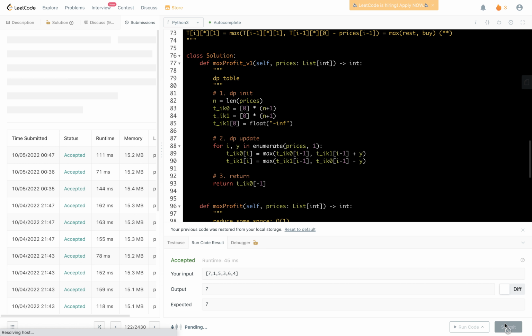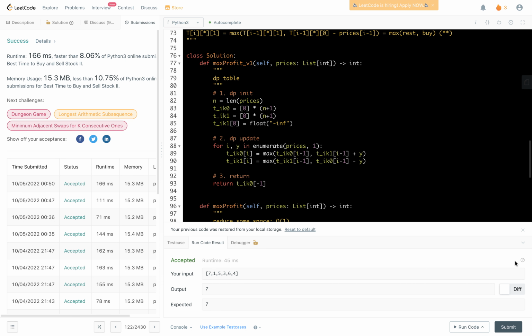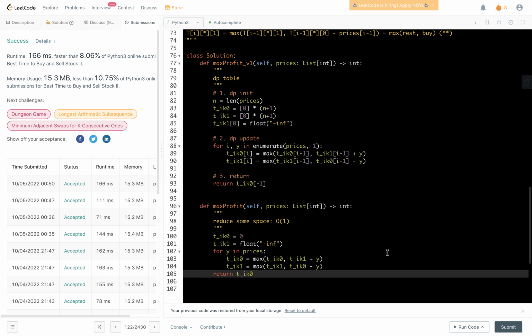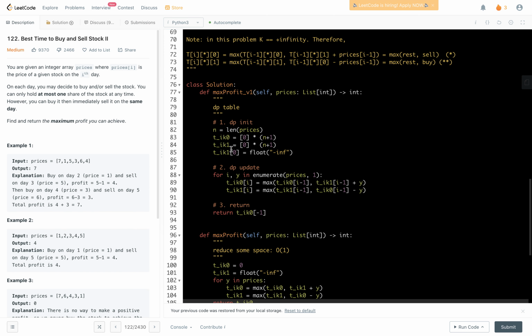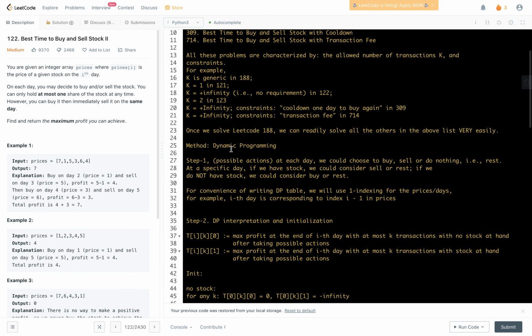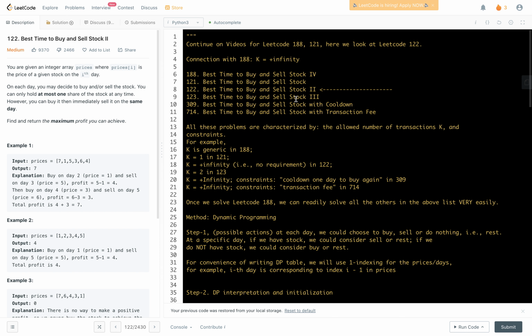So let's do some checks. Let's first check. Yeah, it passes a special case. Now let's look at the generic case. Yeah, it passes all the generic cases. So with that said, it's about it for this specific problem.